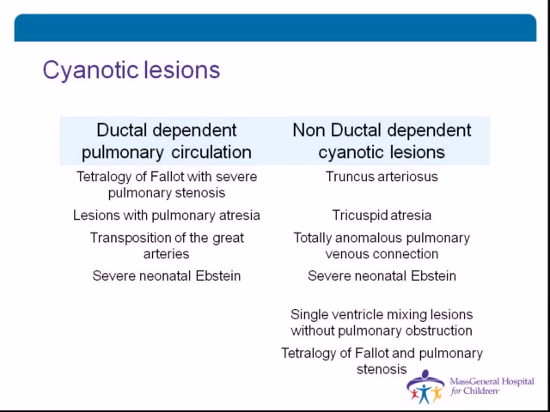Non-ductal dependent cyanotic lesions include truncus arteriosus, tricuspid atresia, totally anomalous pulmonary venous connection, severe neonatal Ebstein's, left ventricle mixing lesions without pulmonary obstruction, and tetralogy of Fallot with pulmonary stenosis. The list of these diagnoses requires input of a pediatric cardiologist and typically echocardiography to firmly establish these diagnoses.